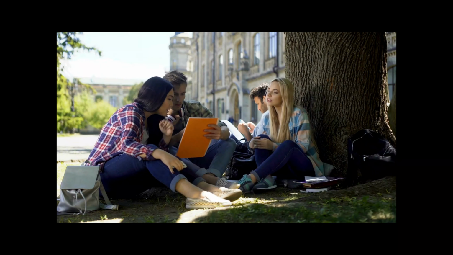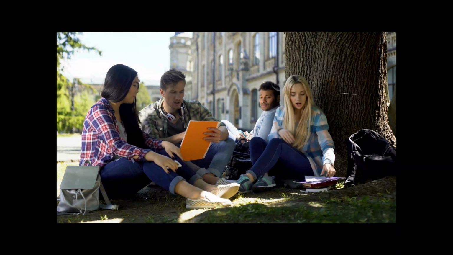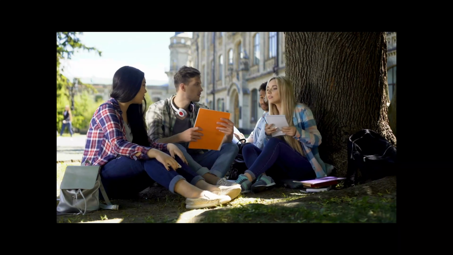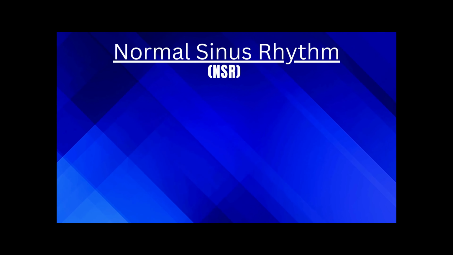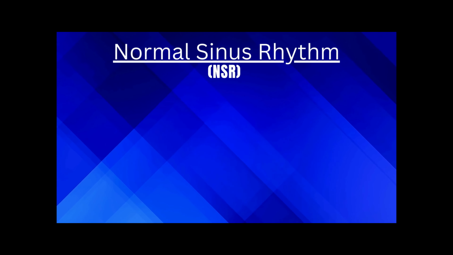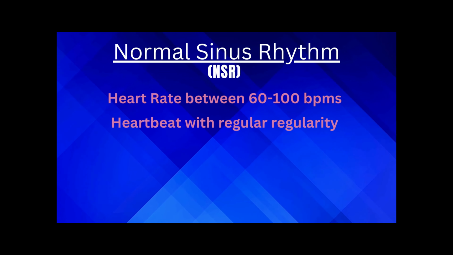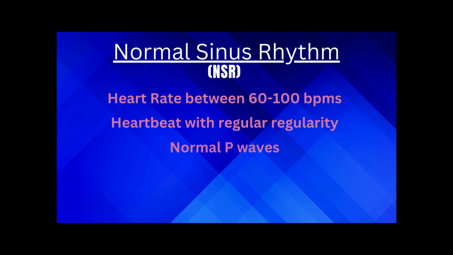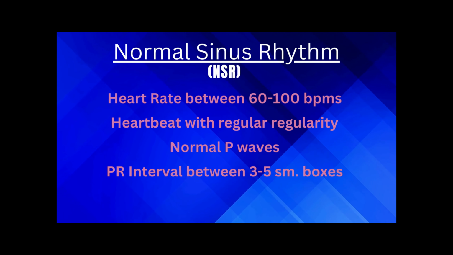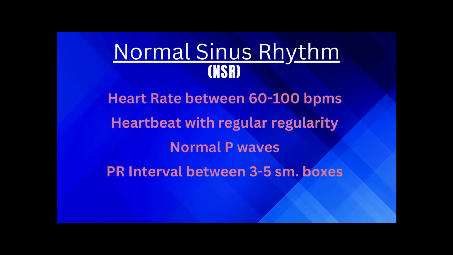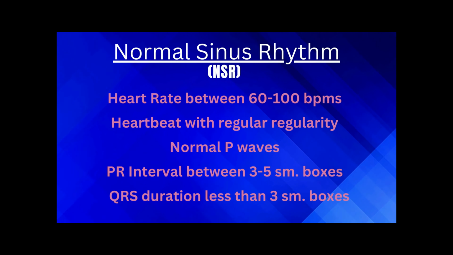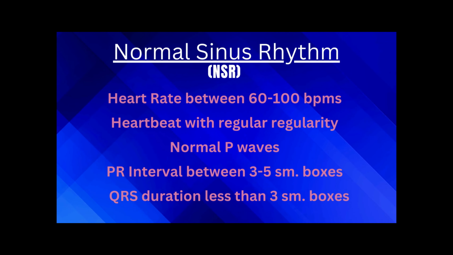So now that we know the 5 steps of rhythm analysis, let's put our knowledge to work to identify a normal sinus rhythm, also known as NSR. In an ECG showing an NSR, you will find the following criteria: heart rate between 60 to 100 BPMs, a regular heartbeat with regularity, normal P waves, a PR interval between 3 to 5 small boxes, and a QRS duration of less than 3 small boxes.